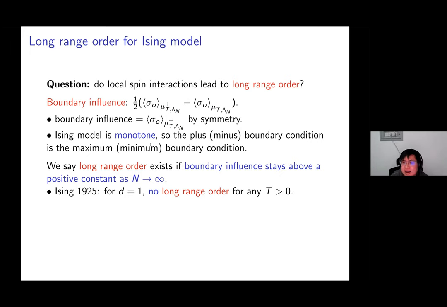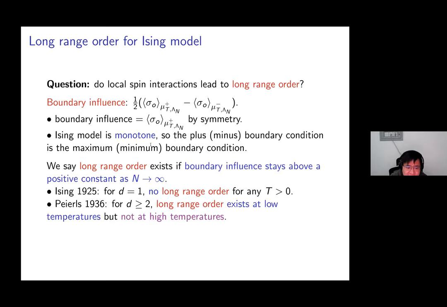In Ising's thesis, I think in the 1920s, he showed that in one dimension, there is no long-range order at any positive temperature. And in the 1930s, Peierls proved that in two dimensions and above, long-range order exists at low temperatures, but not at high temperatures. So this, in particular, shows there is a phase transition in the behavior.